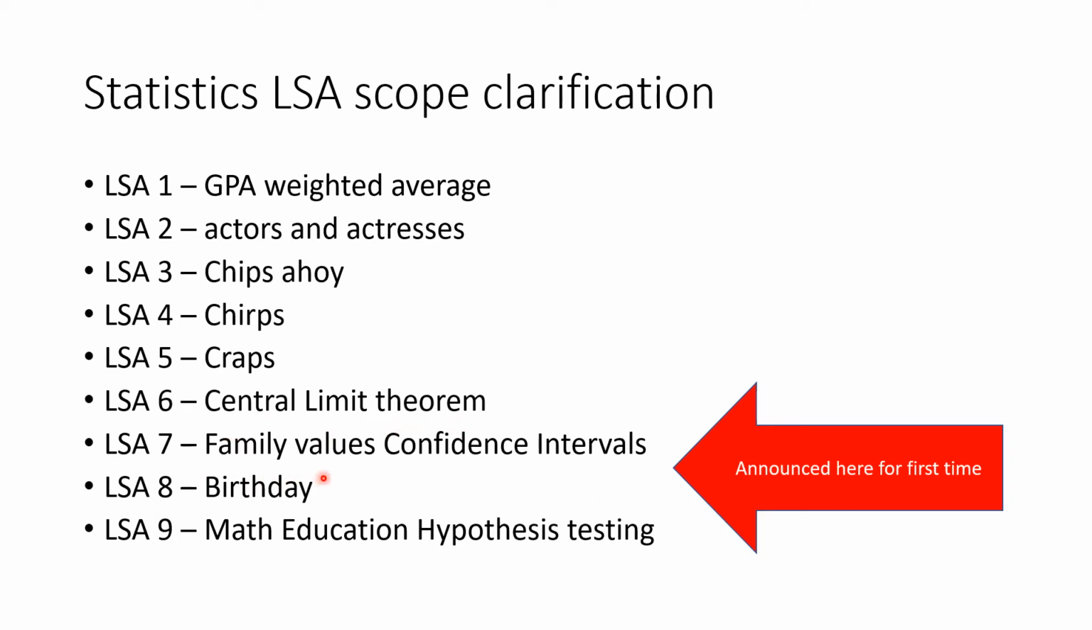And LSA 7 is family values. This deals with confidence intervals. There's a birthday problem, which is LSA 8. That deals with independence, dependence, and simple random samples. And we also will have an LSA 9 dealing with math education and hypothesis testing. And again, these last 3 are announced for the first time here.